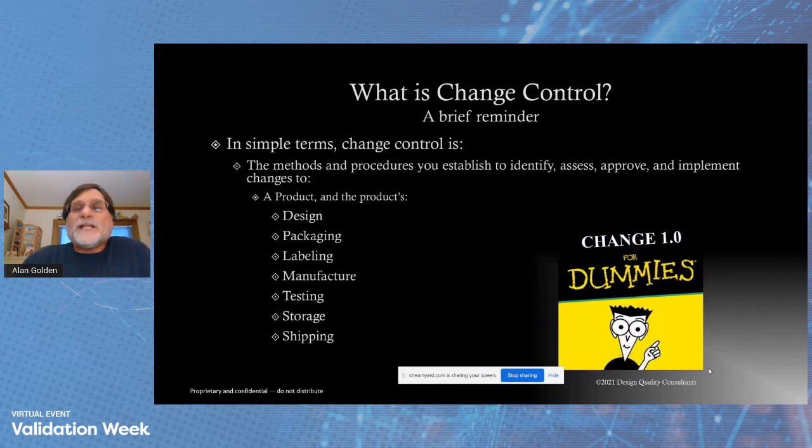So what is change control? We're going to take a little step to the side, a brief reminder. Change control is the methods and procedures you establish to identify, assess, approve, and implement changes to a product's design, packaging, labeling, manufacture, testing, storage, shipping, use, pretty much anything you can imagine. If you've got a document that talks to it and something changes, you are in the change control world, right?